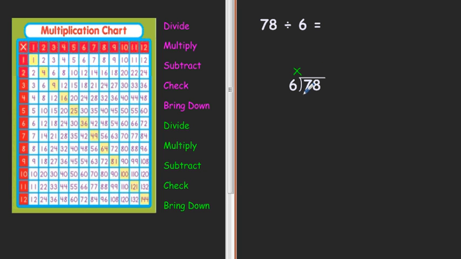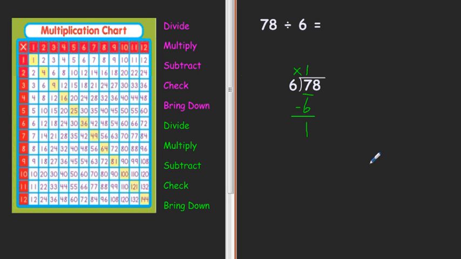So right now, the first thing I'm going to do is look at this first number, only the first number. I'm going to see if it is divisible by 6, or if it's larger than 6. So 7 is larger than 6. How many times can 6 go into that? It can go 1 time. So I'm going to put a 1 up here. Now I can multiply. 1 times 6 is 6. So I'm going to write 6 here. That's all I do. And now I'm going to subtract. Divide, multiply, subtract. 7 minus 6 is 1.